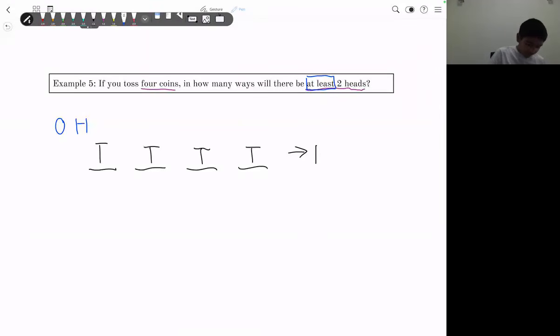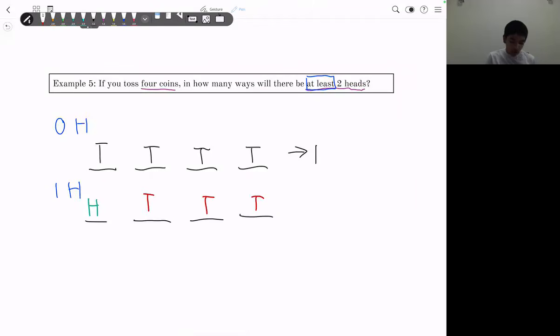Now for the other case. What if there's 1 head? Well then there are 4 slots again. There are 4 possible coin flips. And then we have 4 total coins, and we must choose 1 of them to be head and 3 of them to be tails. So for example, this could be head, and these could all be tails. So how many ways are there to choose the 1 head position out of all 4 positions? Well, out of the 4 positions, you must choose 1 of them to be heads. So it's just going to be 4 choose 1, which is just 4.